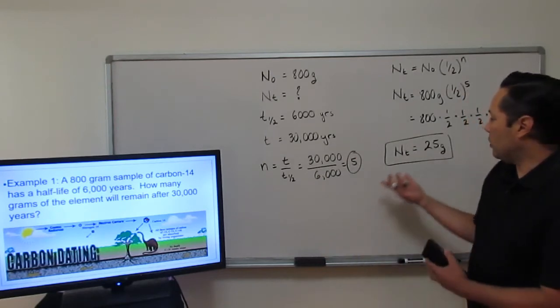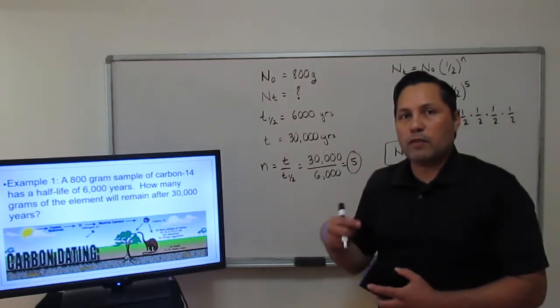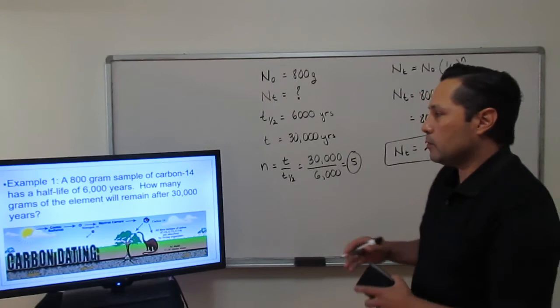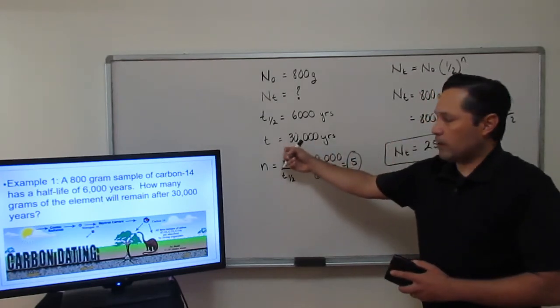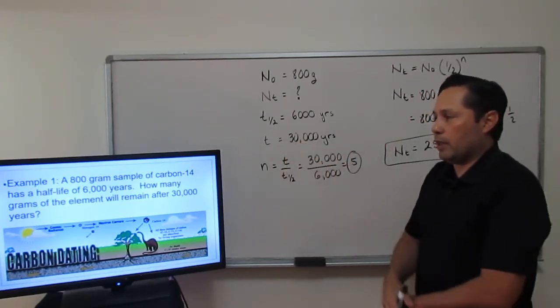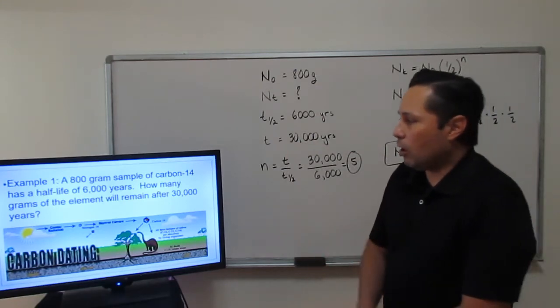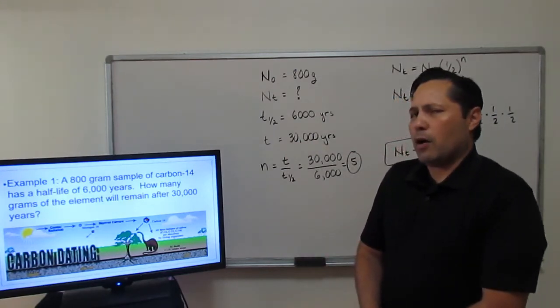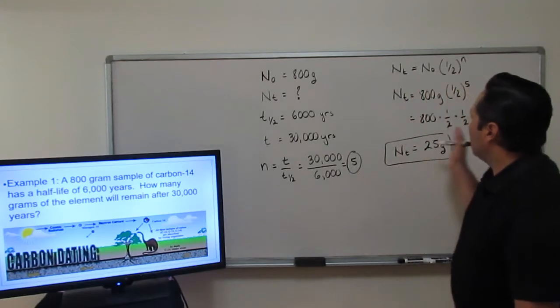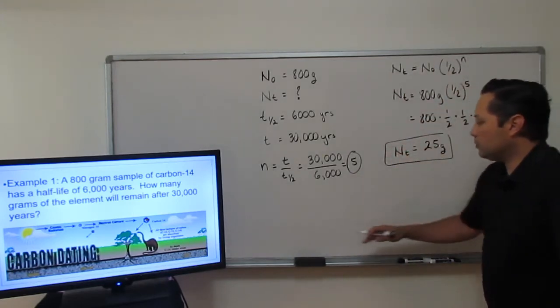So if a sample only has a small portion left, now you can figure out how long it was there. This problem could be solved backwards to figure out the time, and we will have some like that. So that is carbon dating. Now, I mentioned I was going to solve it 2 different ways. This was a little bit more mathematical.